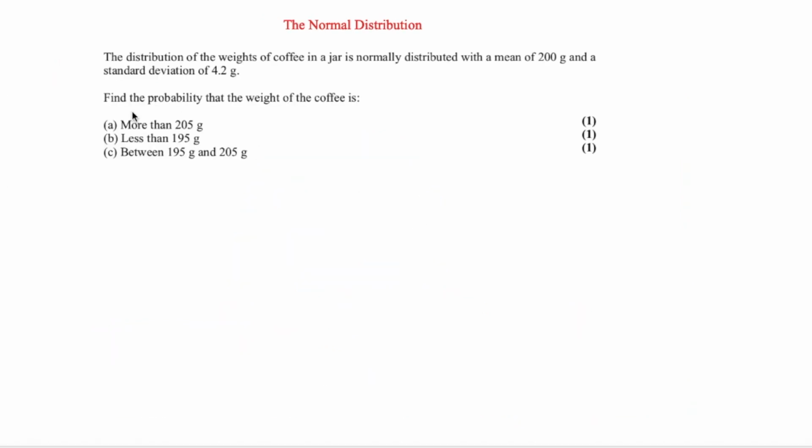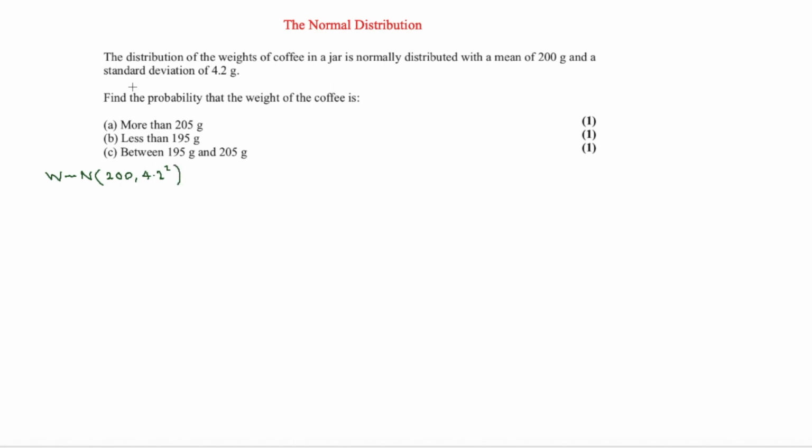In our first question, it says that the distribution of weights of coffee in a jar is normally distributed with a mean of 200 grams and a standard deviation of 4.2 grams. So we would say that weight is normally distributed, with a mean of 200 and a standard deviation of 4.2. We put 4.2 squared because that is the variance, but the 4.2 is what we're going to need.